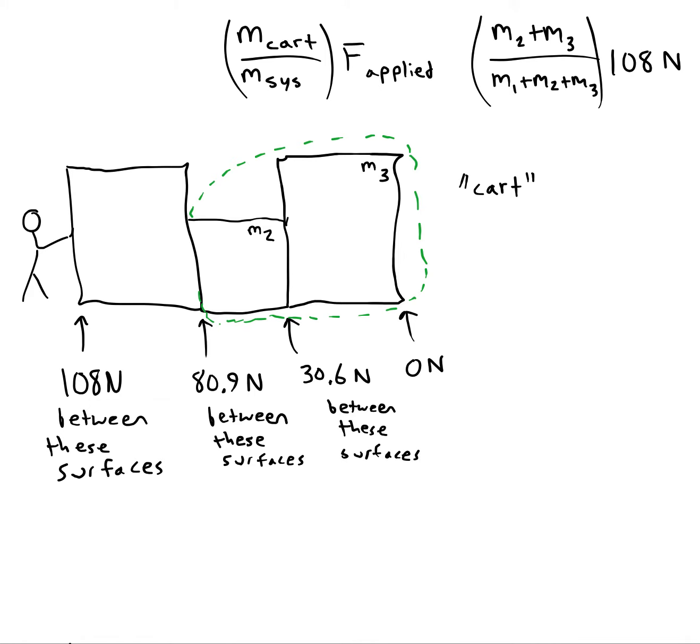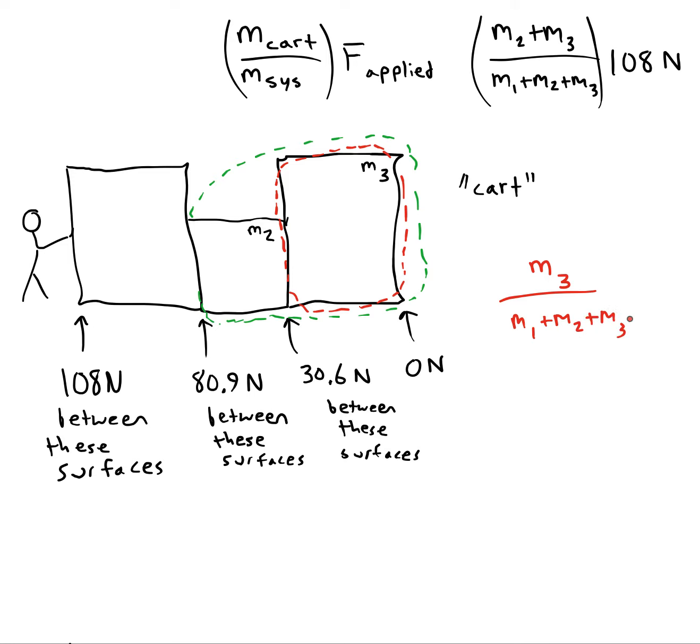Then what you do is you figure that M2 has to push just M3. And so to get that final normal force of 30.6, what you would do is just put M3 out of the total.